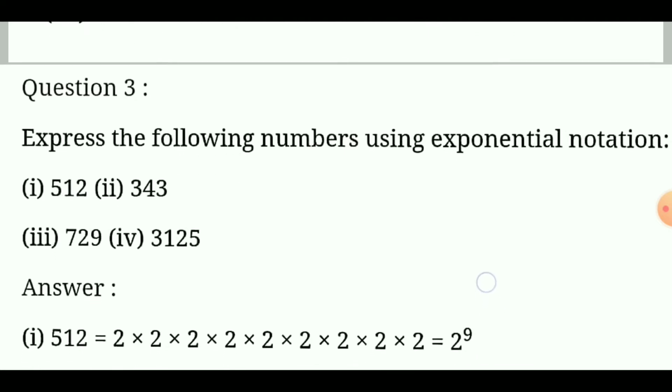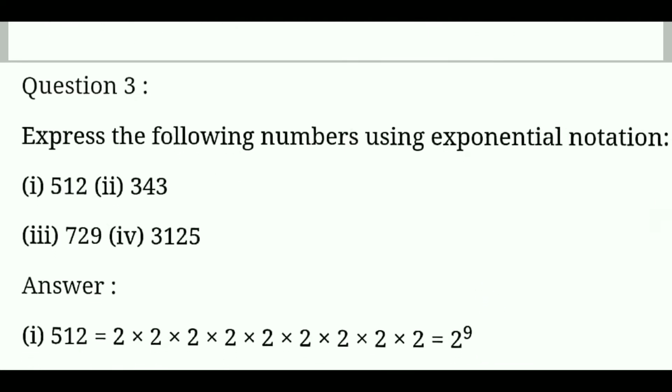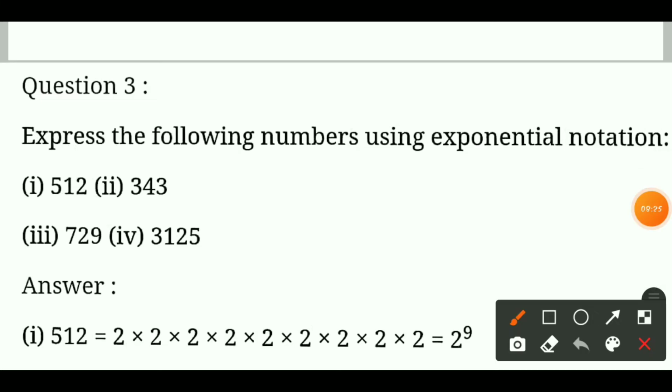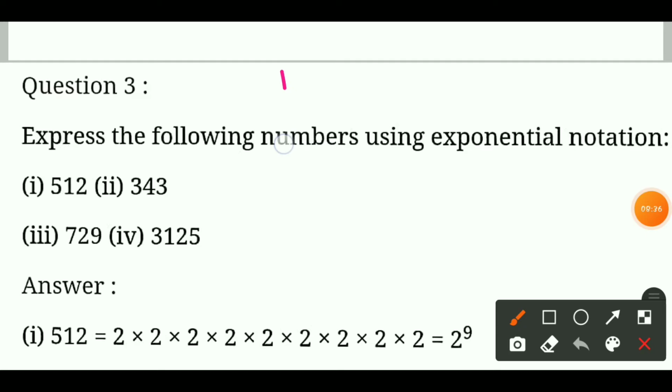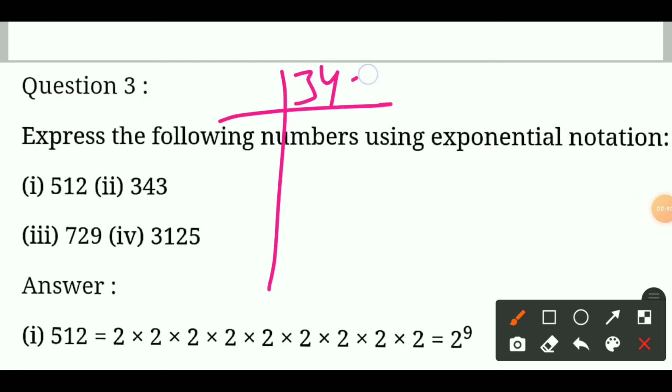First you have to find the prime factor, then afterward you have to write like this after taking out the prime factor. Okay, now the next part, 343. So see here, 343 is not an even number, so we cannot divide it with 2.